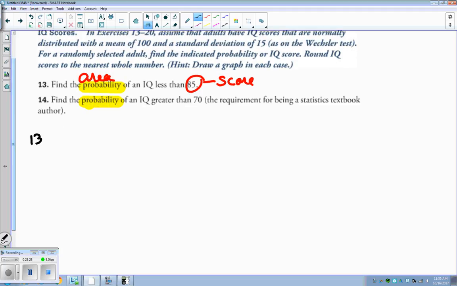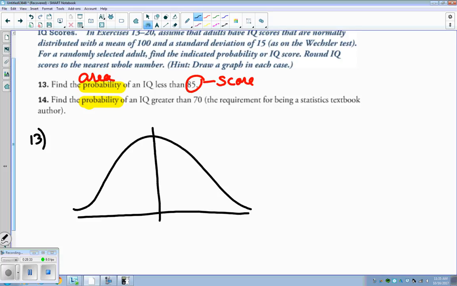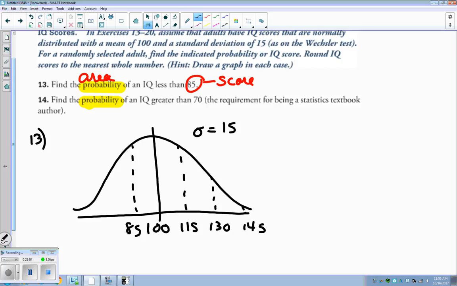So we're going to draw, this is number 13. We're going to draw our curve now because we have some idea of what we've got going. Right in the center, that's my mean. What's my mean? 100. My standard deviation, it told me, is 15. So if I go in the positive direction, this is going to be 115, 130, 145. If I go in the negative direction, this is going to be 85, 70, and 55. All right, so that's my curve.